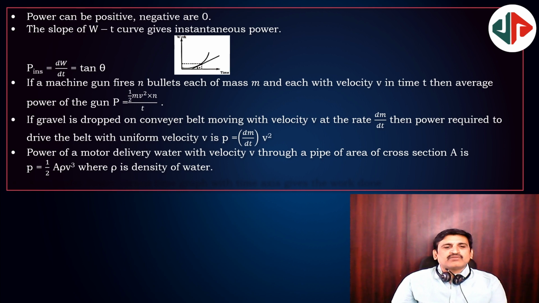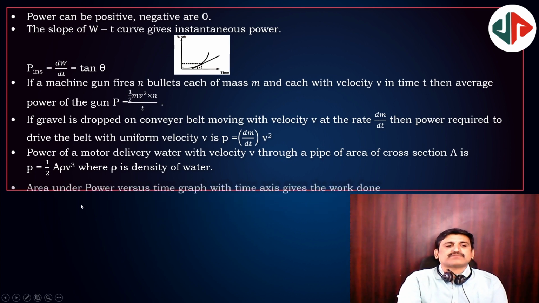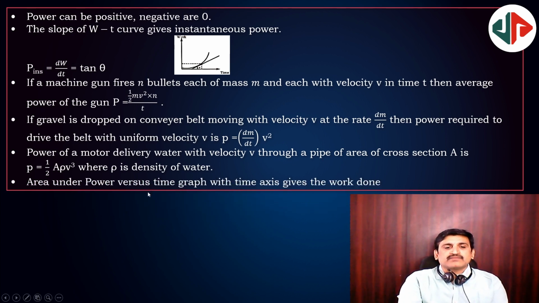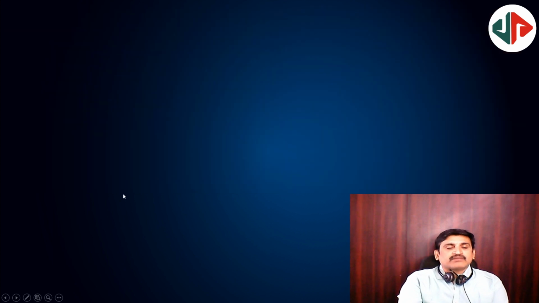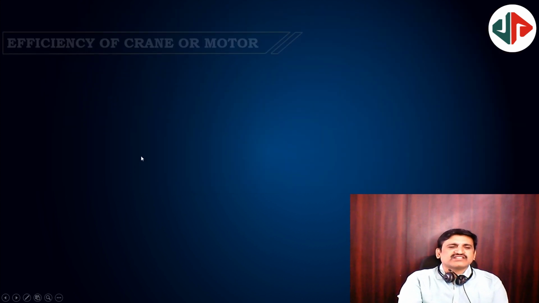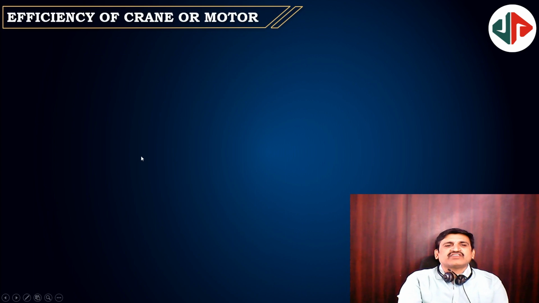A gravel is dropped onto a conveyor belt which is maintaining the velocity v, and the gravel is falling on it at the rate of dm by dt, then power required to maintain that velocity is dm by dt into v square, because dm by dt into v is the force, into v will give you power. And power of the motor that is delivering liquid, need not be water, any fluid, with velocity v through a pipe of cross section A, then power is equal to half A rho v cube. Rho is the density of the fluid. If it is water, water density. It is applicable for any fluid, not only for water. Next, area under power versus time graph. Area always is the product, power into time. Power into time is work done. Power by time, no significance in this case. Next, efficiency of a crane or motor.